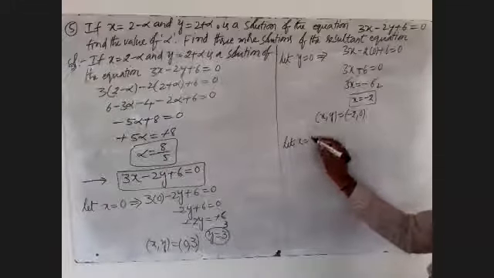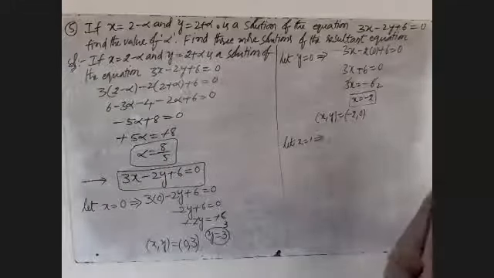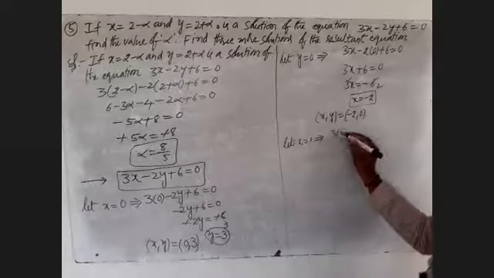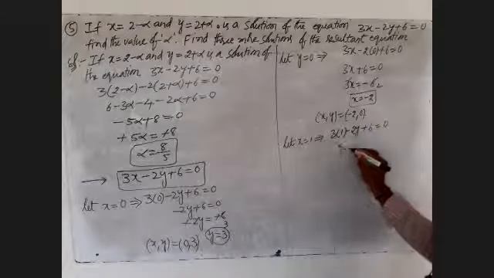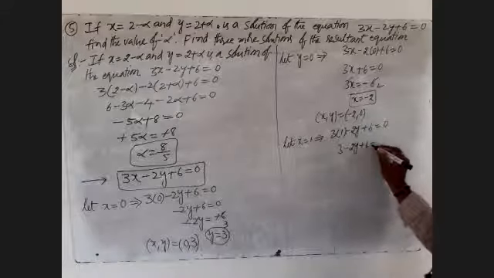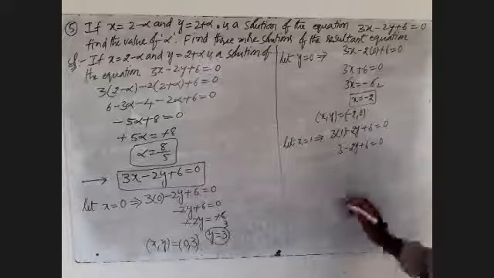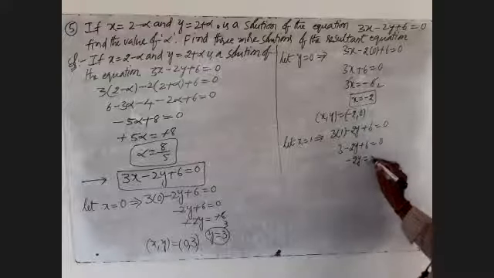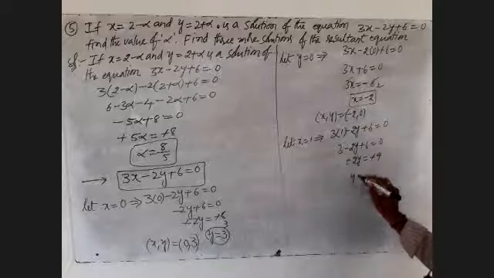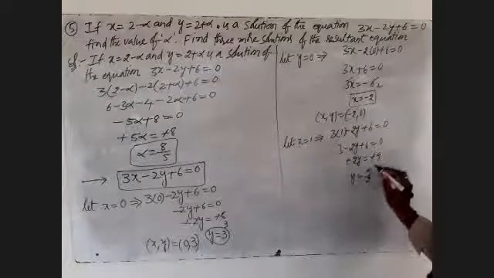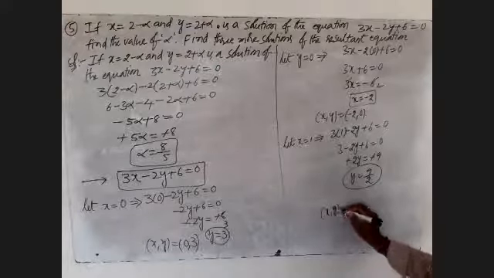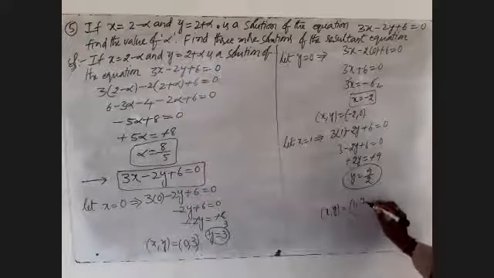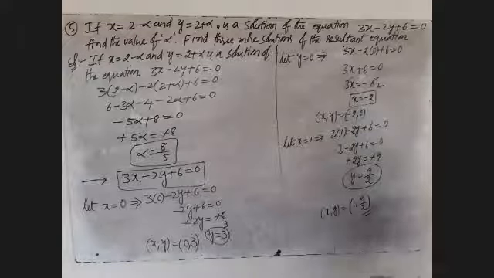Let x is equal to 1, will substitute in this given equation. I will write 3 into 1 minus 2y plus 6 will become 0. That is 3 minus 2y plus 6 is equal to 0. 3 plus 6 is 9. That is minus 2y is equal to minus 9. Minus and minus will be cancelled. That is the value y is equal to 9 by 2. We have to write their ordered pair. x comma y is equal to 1 comma 9 by 2. These are the resultant three more solutions of the given equation.